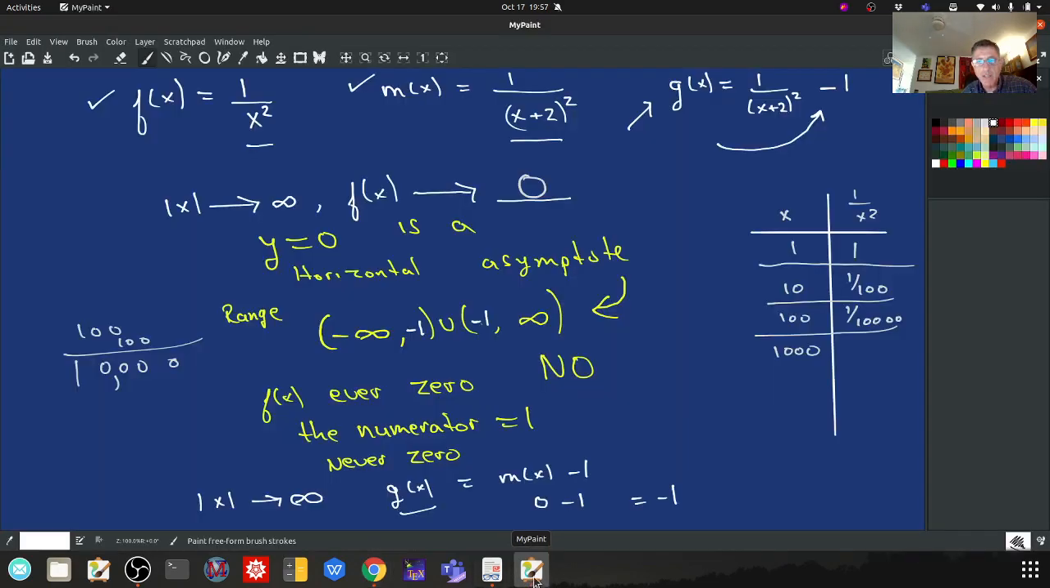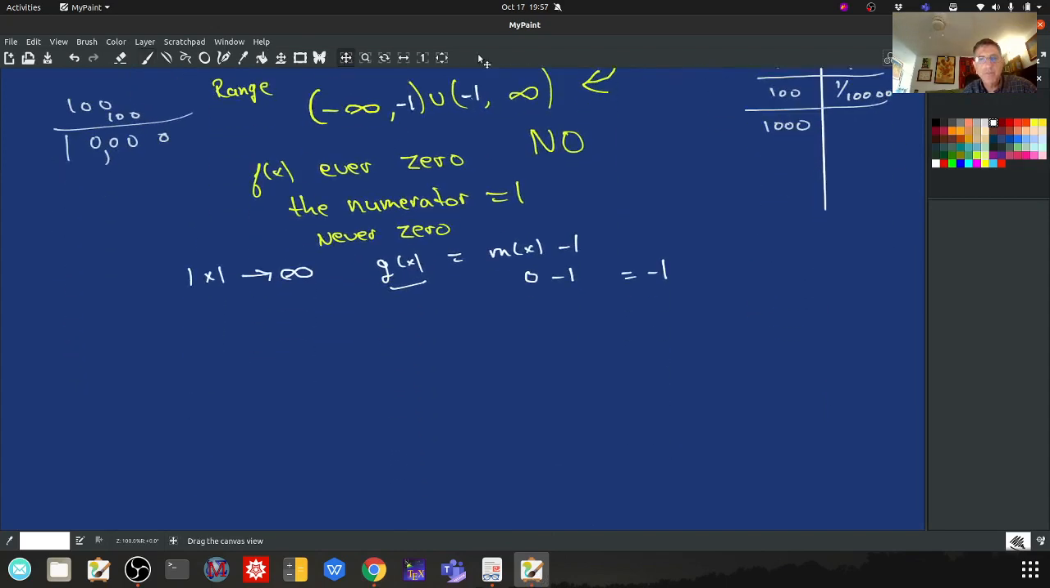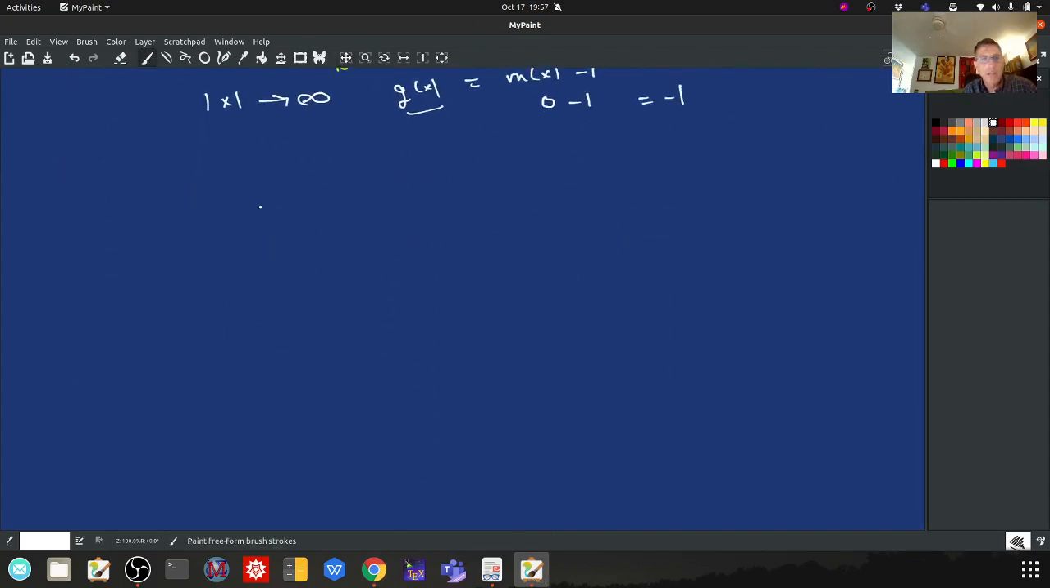So the final answer here is the interval of increase, and by this I mean the largest interval, is minus infinity to minus 2. And the largest interval of decrease is minus 2 to infinity.